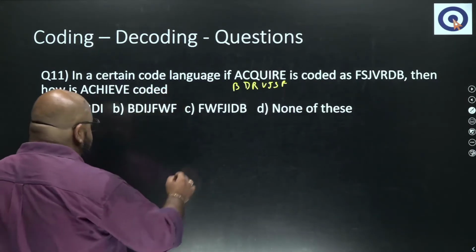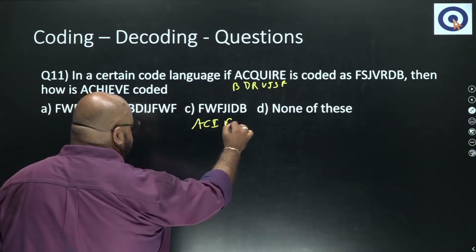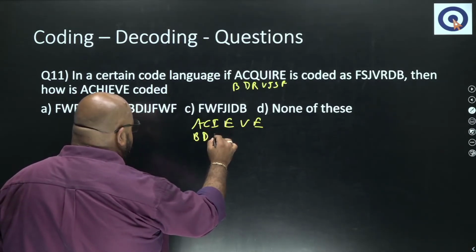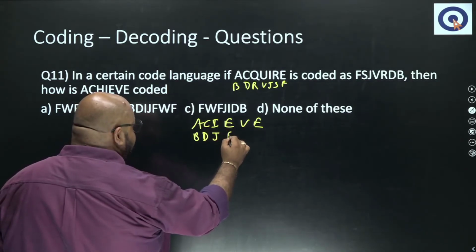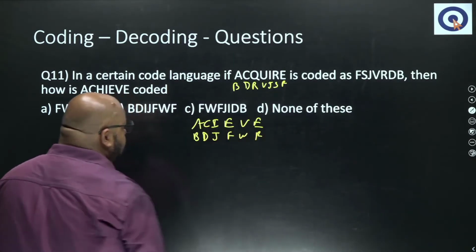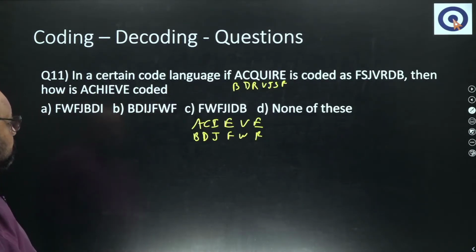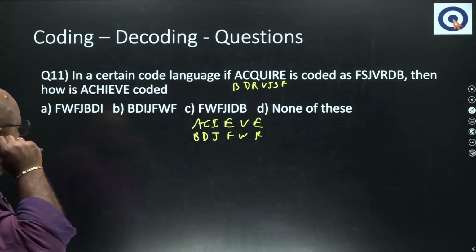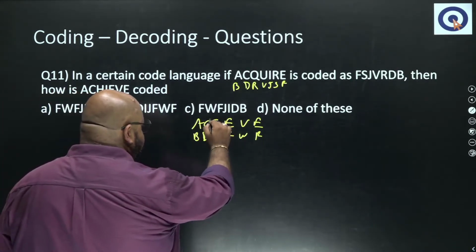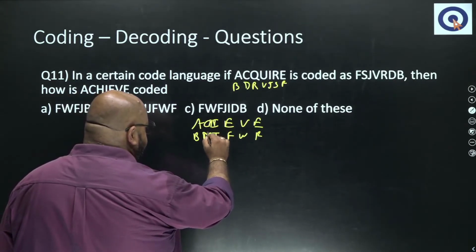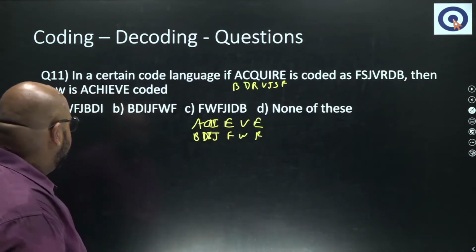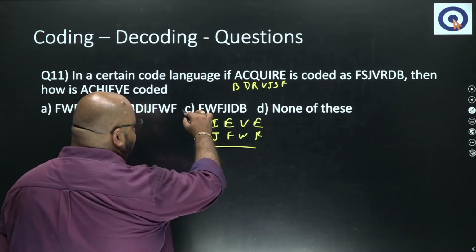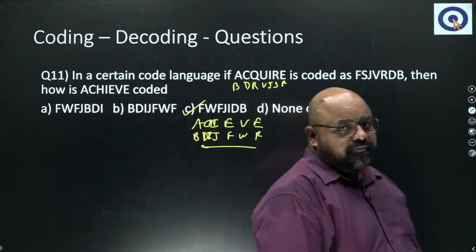So that is what I'll do for achieve as well. A becomes B, C becomes D, I becomes J, E becomes F. And therefore, the code will be F, W, oh, I forgot the H. A, C, H, I, V, E, so H, I. F, W, F, J, I, D, B. Right?